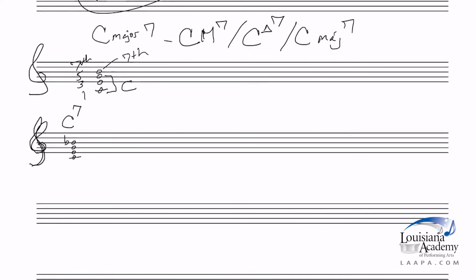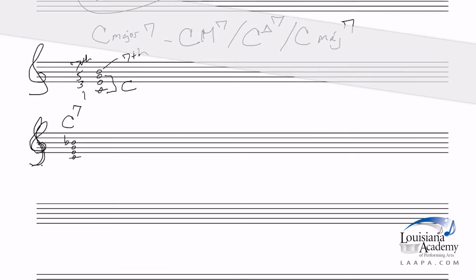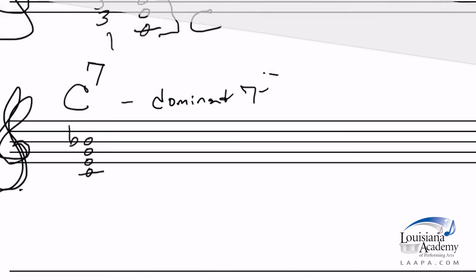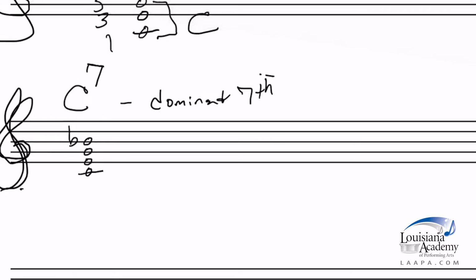Okay, so what's the difference here? Oh, I had a treble clef there before. My bad, but you get the idea. What we've done here is we've taken the 7th scale degree and we've lowered it by a half step. So this now becomes what we call a dominant 7th chord. And some of my things aren't coming through. Dominant 7th chord, okay?